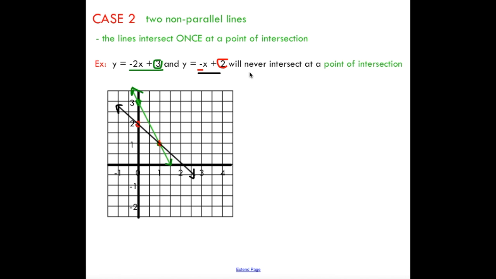So when we have two non-parallel lines, we know that they're only going to intersect once, and they intersect at what we call a point of intersection. And we like to write coordinates of the point of intersection, so when you're talking to someone, you can say exactly where that point is. In this case, it's at (1, 1), and you can see that on the graph.